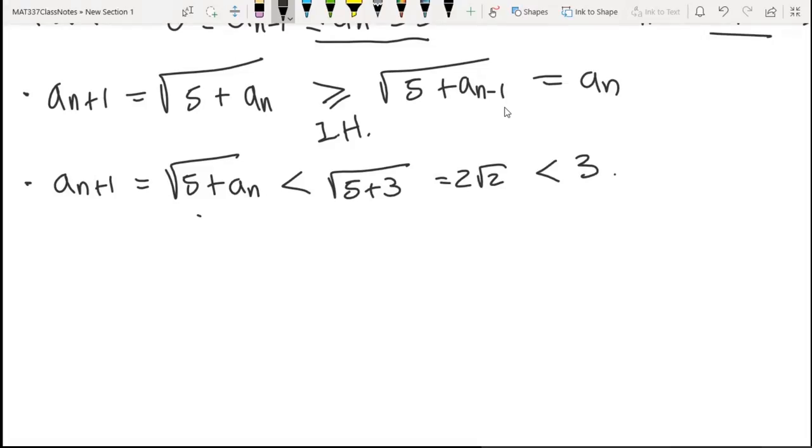MCT just says bounded above. It doesn't have to be a special bound. Xin Yu, is that okay? So any bound will work. So MCT tells you that an converges to L for some L.